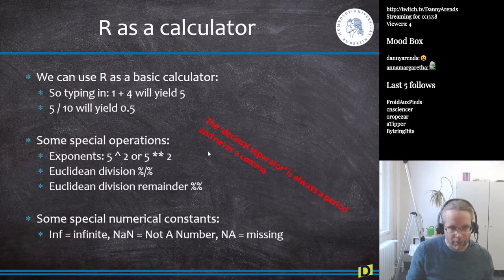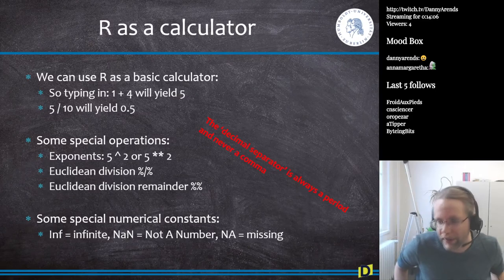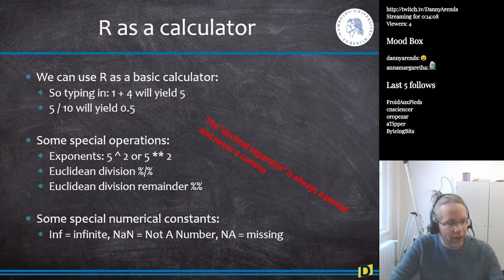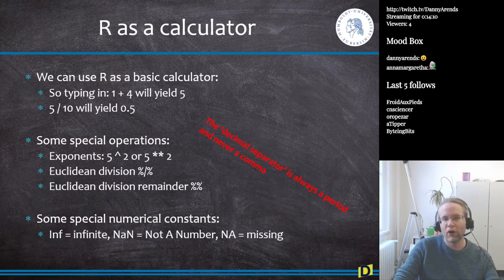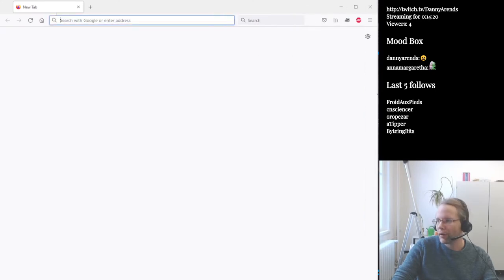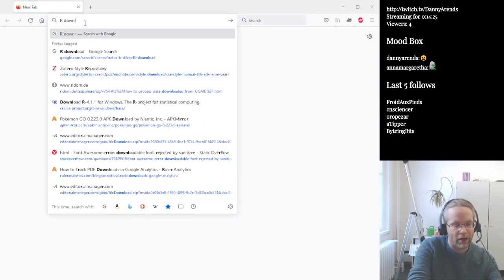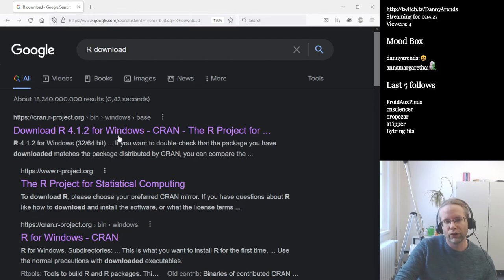So R as a calculator. So of course, let me first show you guys R, right? So R is a tool which you can actually easily install. I don't have a Firefox window open, so let me actually show you guys the Firefox window. And then I hope it's not too big. Well, it's actually a little bit too small, so let me move it a little bit bigger. So if you want to install R, you just say R download, right? And Google knows what you want.